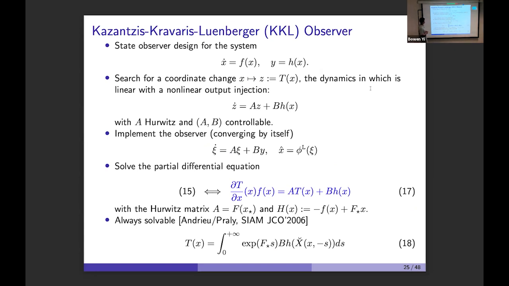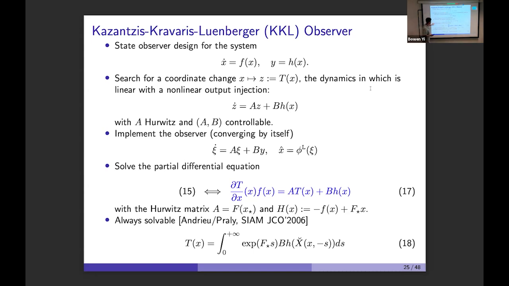In the KKL observer, we try to search for a coordinate change from the original x to z. It's very similar to the Koopman operator. In the transformed coordinates, we hope the dynamics can be written in this form: it contains a linear part with a nonlinear output injection, so this part only depends on the system output. In this case, we can implement the observer by copying the dynamics in the transformed coordinates, like this form. Because of the stable part, z hat will converge to z. If we go back to the original coordinate x, then we can get the estimation x hat.